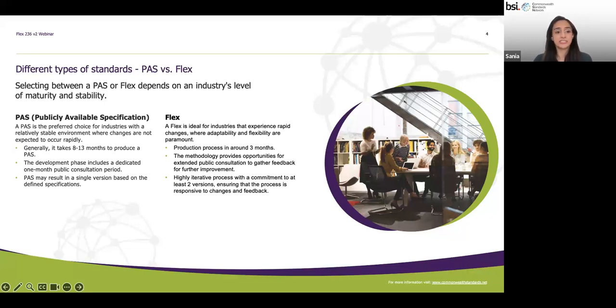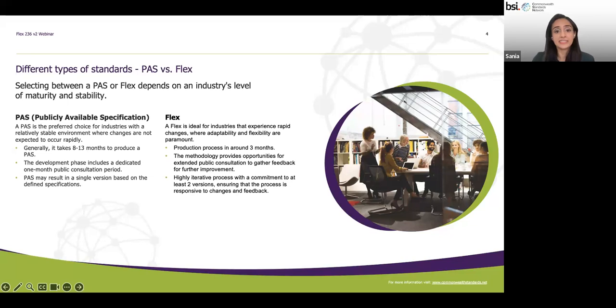So if we look at each in detail, the PAS, which is a publicly available specification, is a preferred choice for industries that are relatively stable in terms of the environment, and they're not expected to experience rapid change or growth in a particular time period. So these generally take between 8 and 13 months to produce. The development phase includes about 1 month of public consultation, and there generally tends to be a single version.